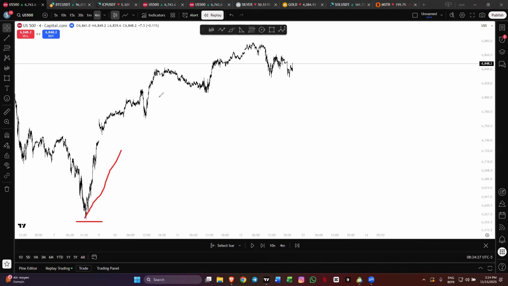So when we start from this low right here, you can see that the price was going up and it has formed an L movement. This L movement right here was rescaled the same way right here. And this is what we call the symmetry of the fractals.